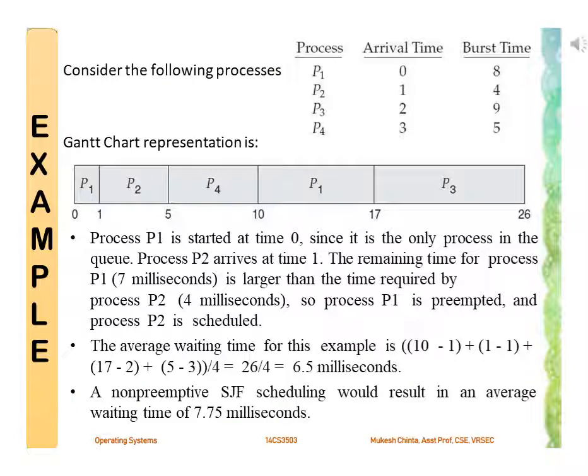Consider the following processes P1, P2, P3, P4. Arrival times are also given as 0, 1, 2, 3, and the burst times are given as 8, 4, 9, 5. These are in milliseconds.